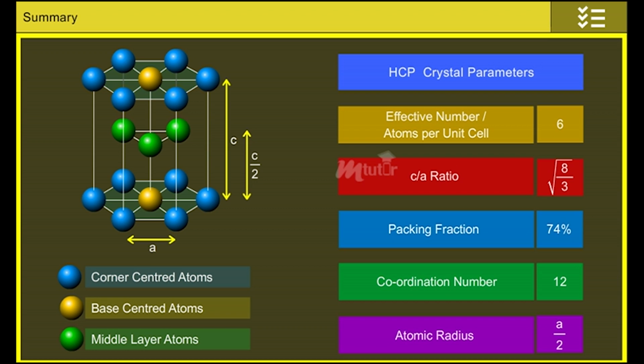The HCP structure is a close packed structure with density of 74%. The coordination number of HCP structure is 12 and the atomic radius is equal to A by 2.